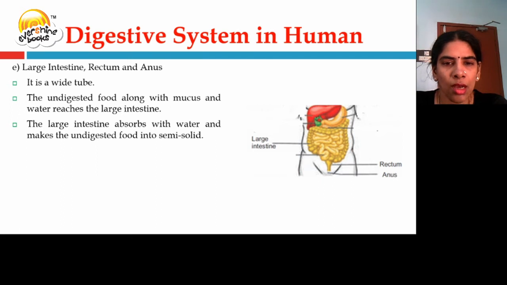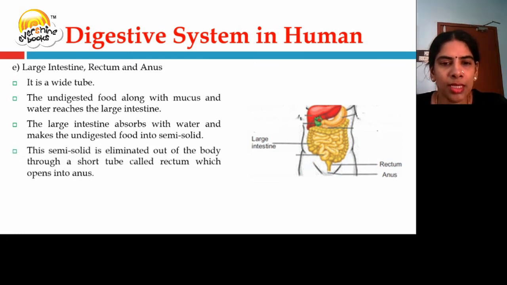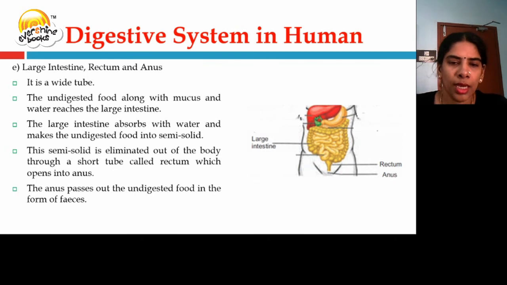The large intestine absorbs the water and makes the undigested food into semi-solid. This semi-solid is eliminated out of the body through a short tube called the rectum, which opens into the anus. The anus passes out the undigested food in the form of feces.